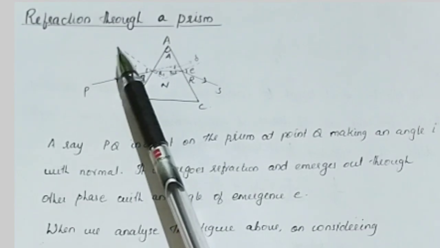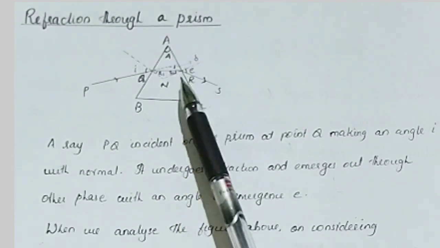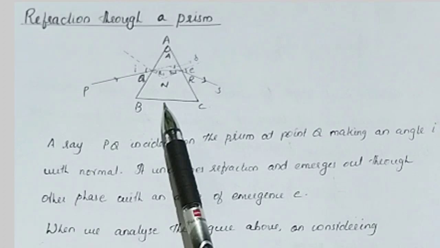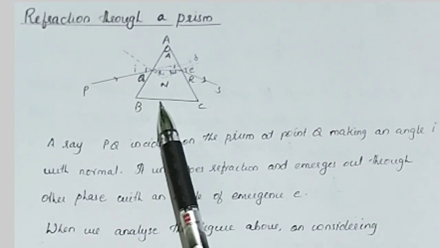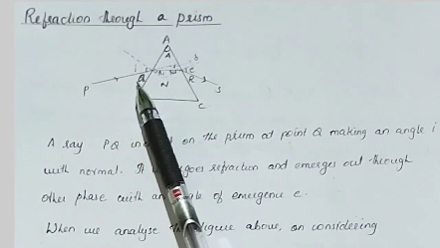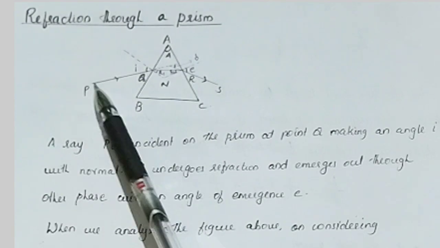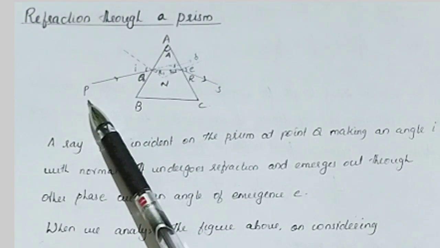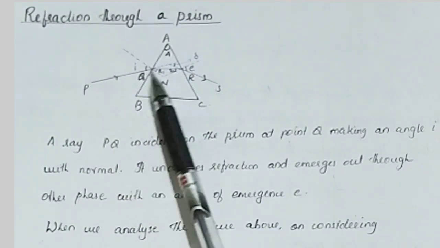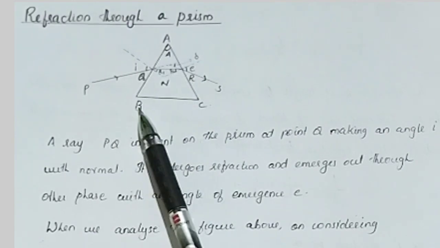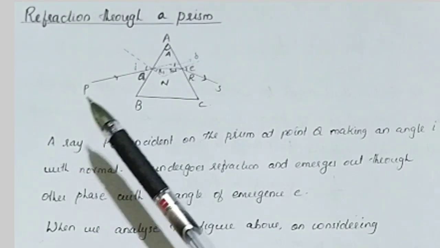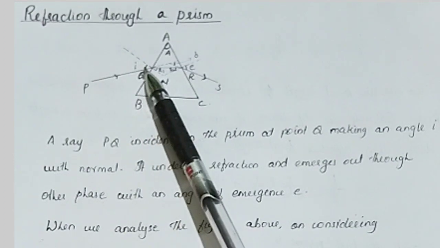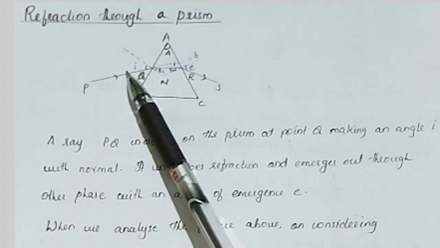Now we are going to discuss refraction through a prism. Here we have a triangular glass prism ABC, and a light is entering one face of this prism. The incident light ray PQ is falling on the face AB of the prism, and it is making an angle with the normal, the angle of incidence I.